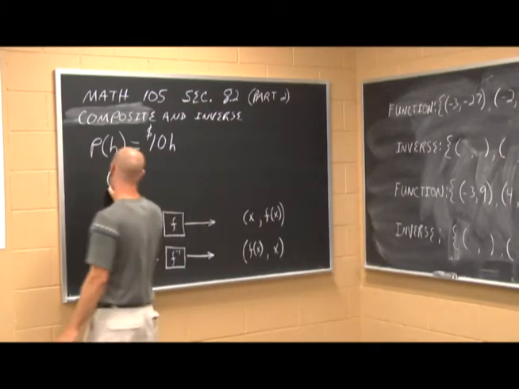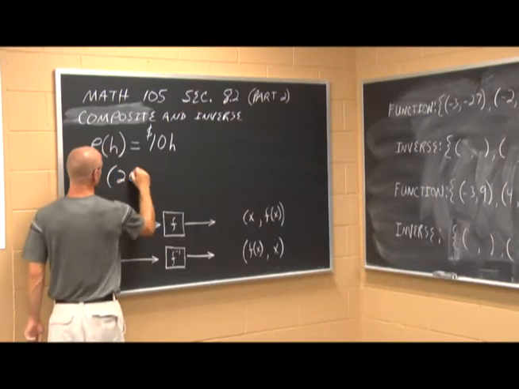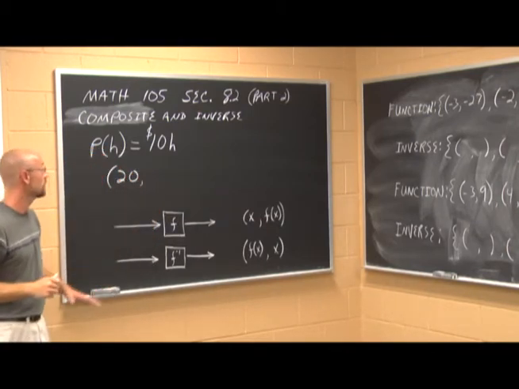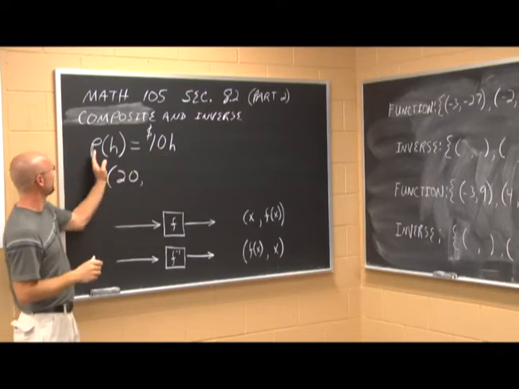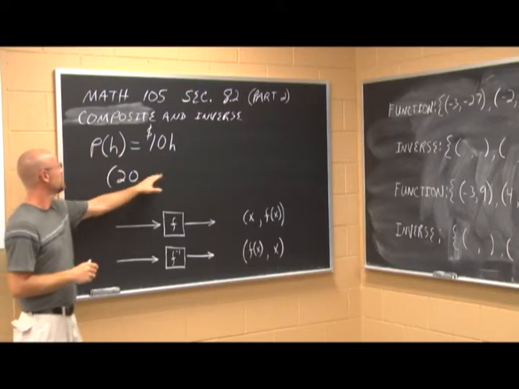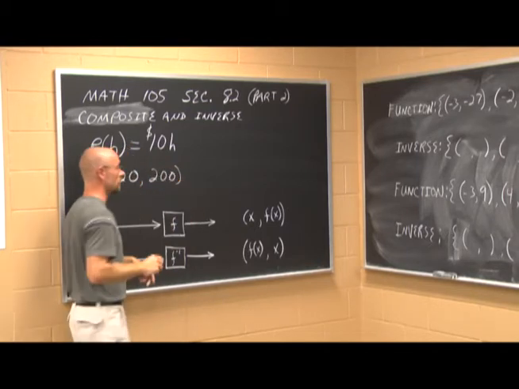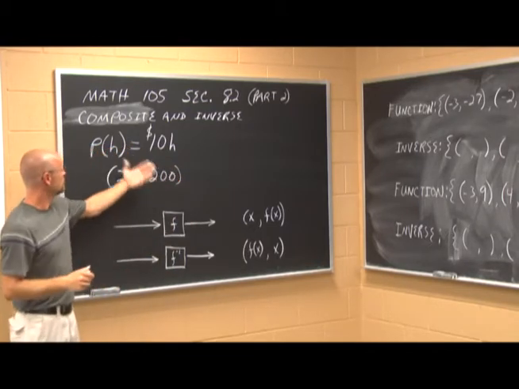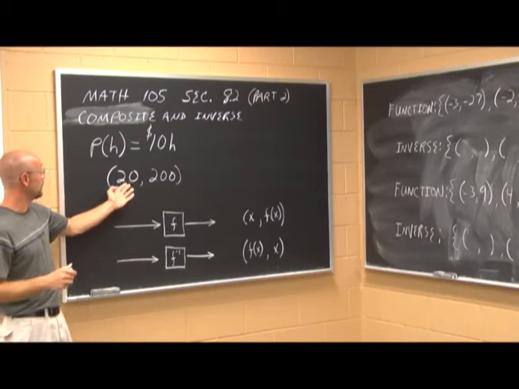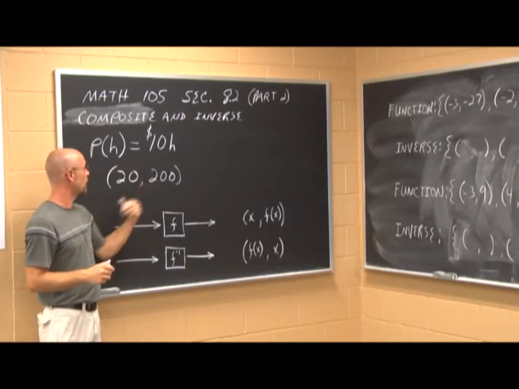Let's look at this and say, okay, what's my input? 20. I worked 20 hours this week at $10 an hour. So if I evaluate P of 20, I get 10 times 20 is $200. So this is our function, and we have our input and our output, our X and our Y.